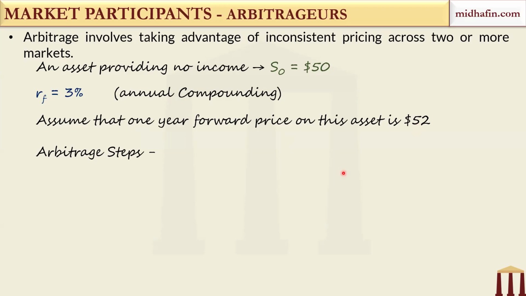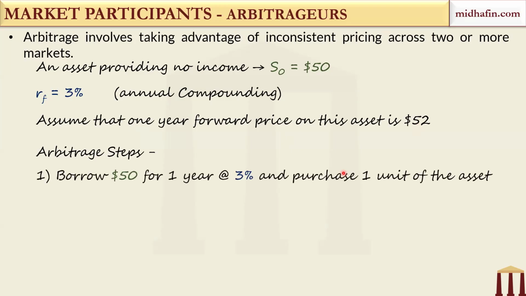The first step is that you borrow $50 for 1 year at 3% and you purchase 1 unit of the asset at the spot price of $50. This is a long spot position. We are purchasing 1 unit of the asset in the spot market, so this is a long spot position.